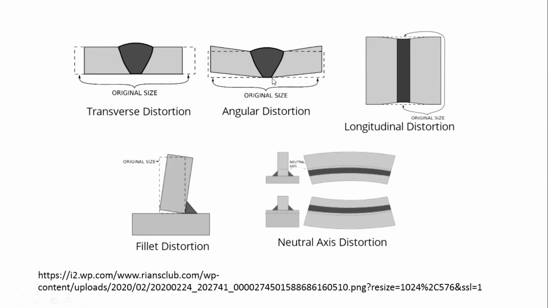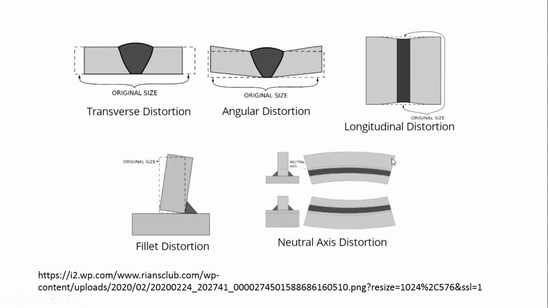And you can see this is the original size after the weld, but it will not stay like this once you have made the weld. So distortion will happen. This is angular distortion: you can see this much, this is the original one, and this is the change in the workpiece after the welding process. This angle is called angular distortion.